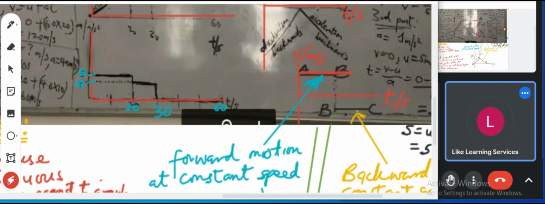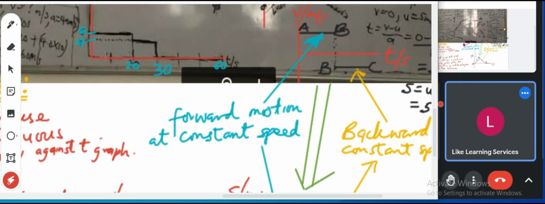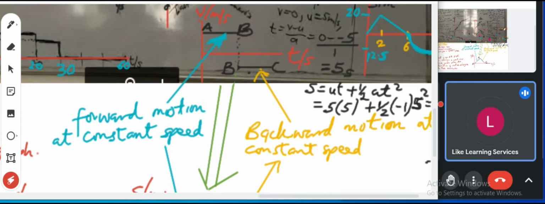Also, above the time axis, what would you have called here, by the way? What I'm pointing at? Constant speed. So this is constant speed in the forward direction. While this one that is below it is constant speed in the backward direction, isn't it?